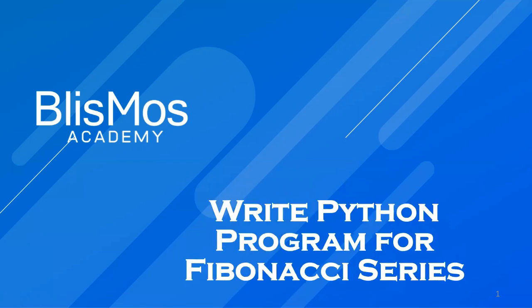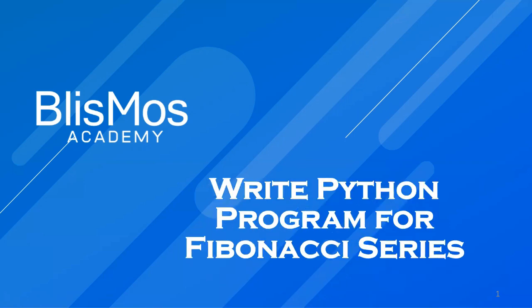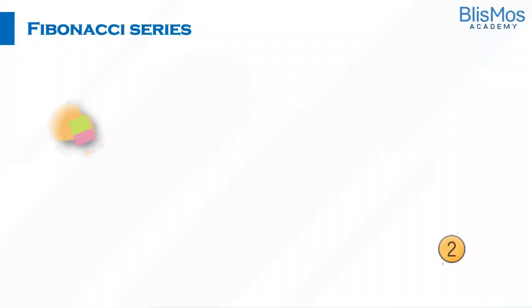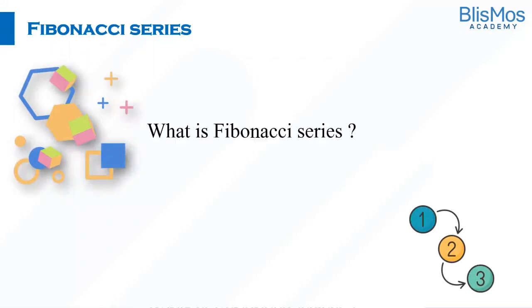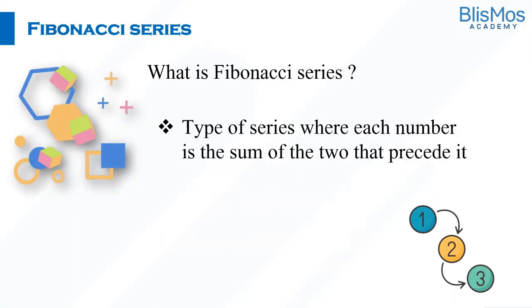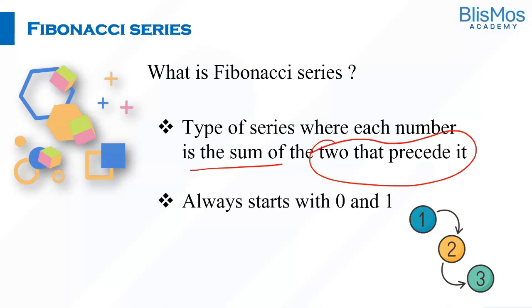As a part of this video, we'll understand how to write a Python program for Fibonacci series. So what is Fibonacci series? Very simple. It is a type of series where each number is the sum of the two that precedes it. And it always starts with 0 and 1.